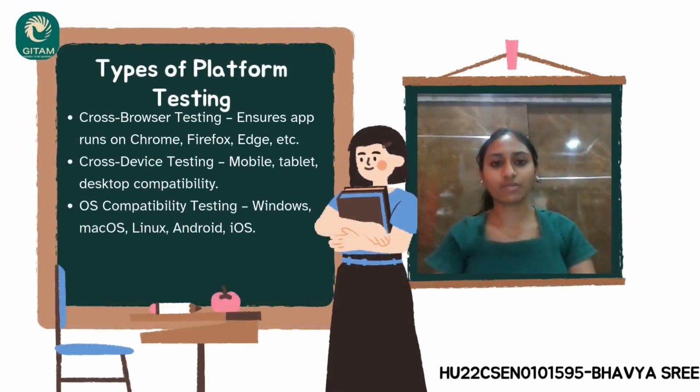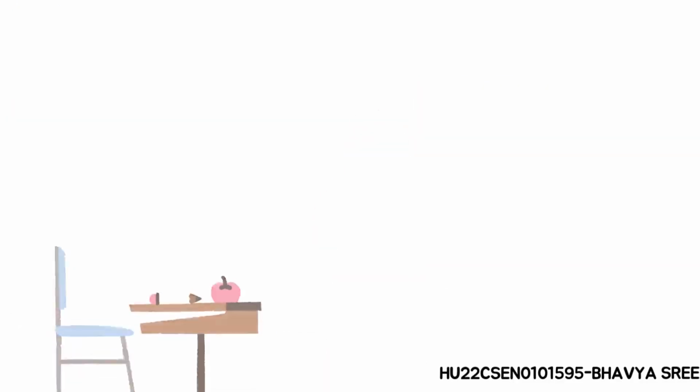The types of platform testing. The first one is cross-browser testing, which verifies if an app works on Chrome, Firefox, Safari, etc. Cross-device testing checks if it works on mobile, tablet, and desktop. OS compatibility testing ensures smooth operation on Windows, macOS, Linux, Android, iOS, etc.